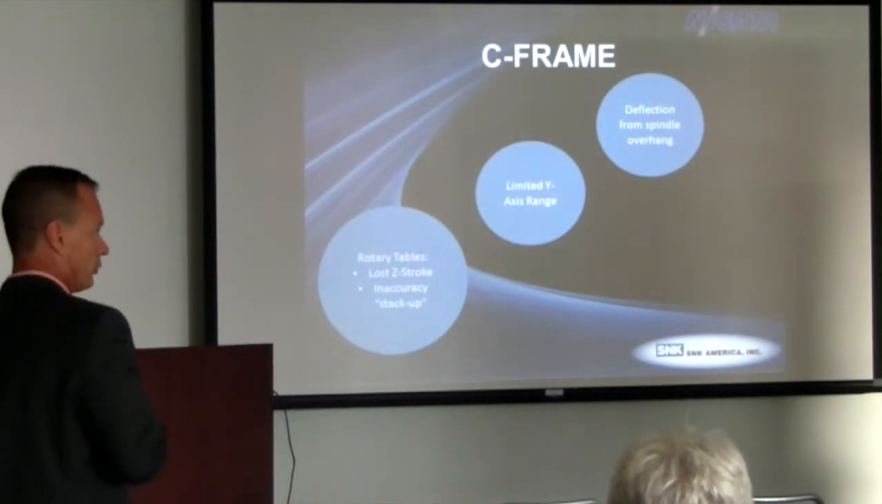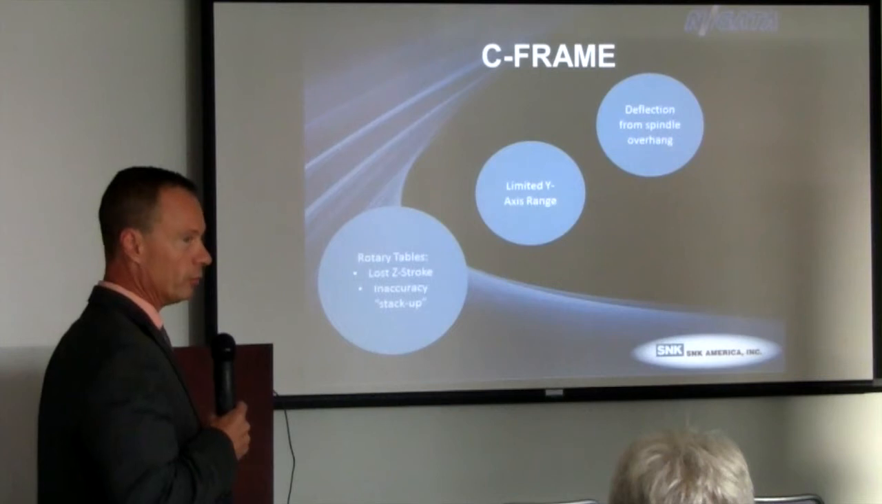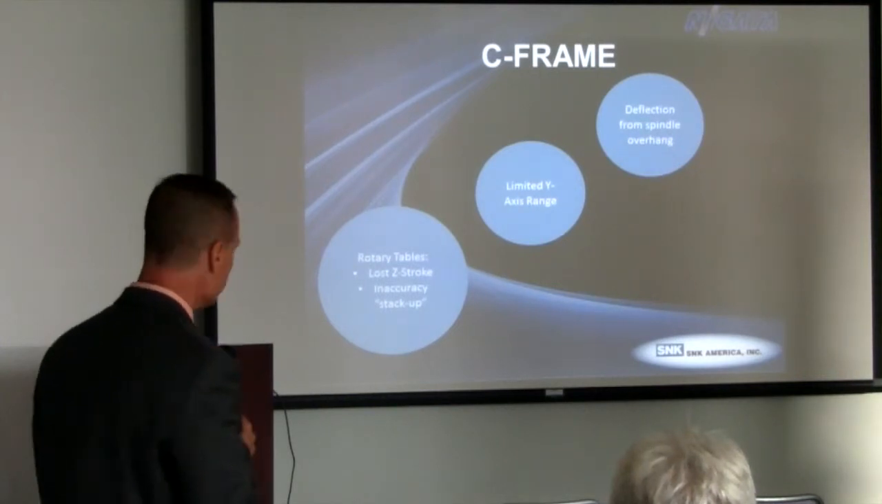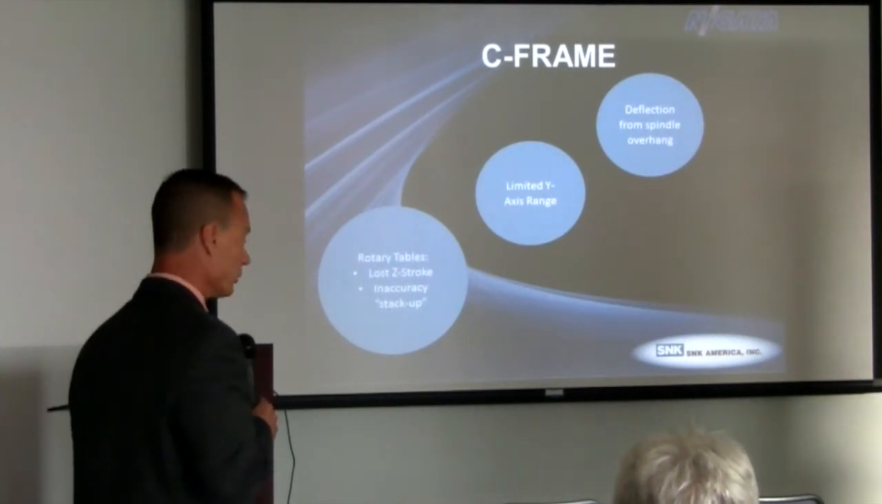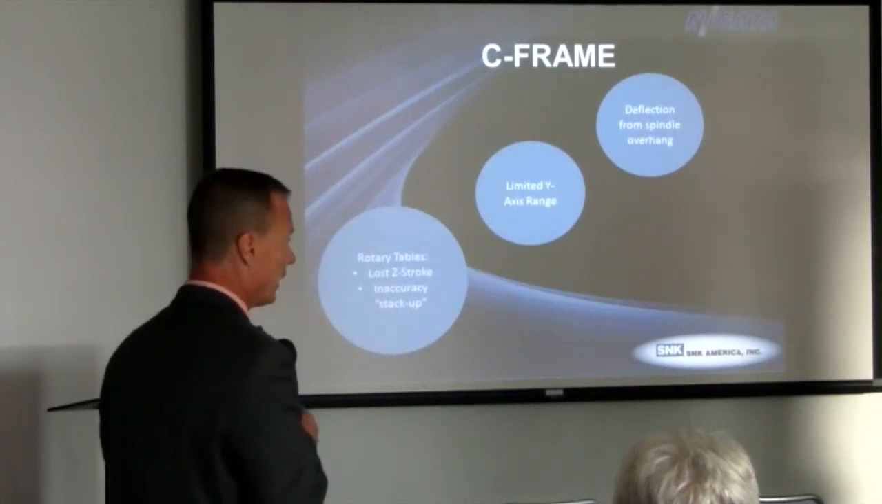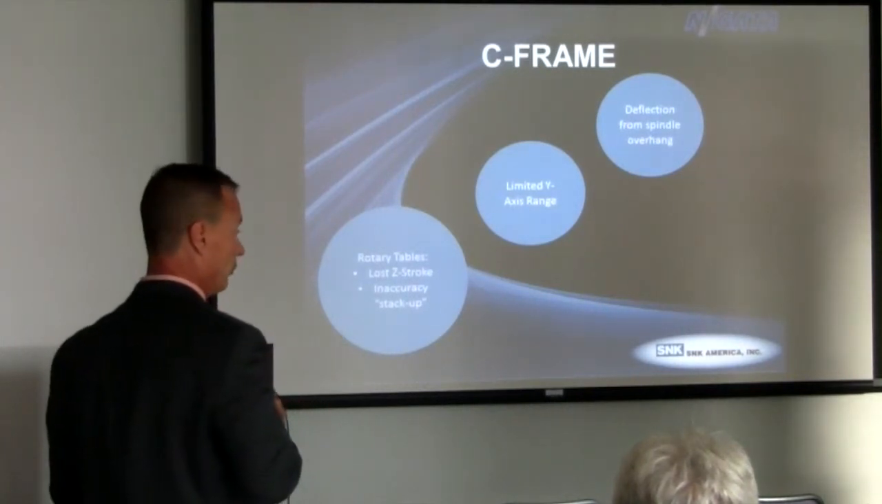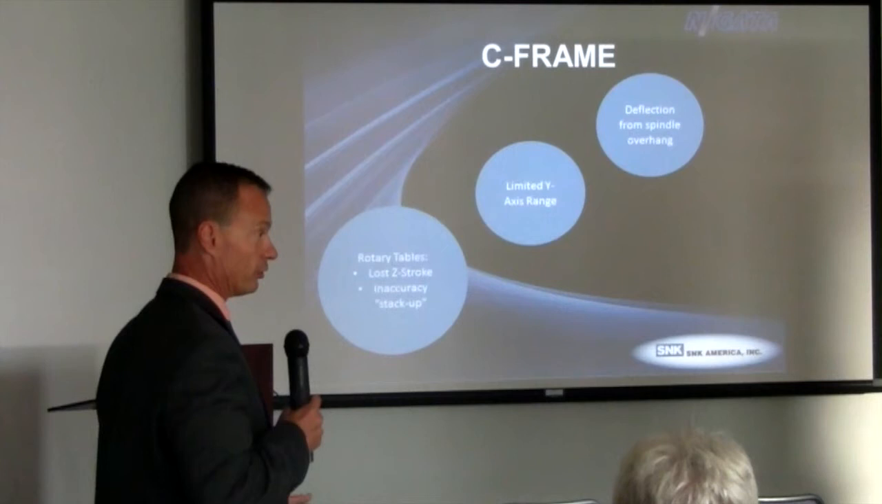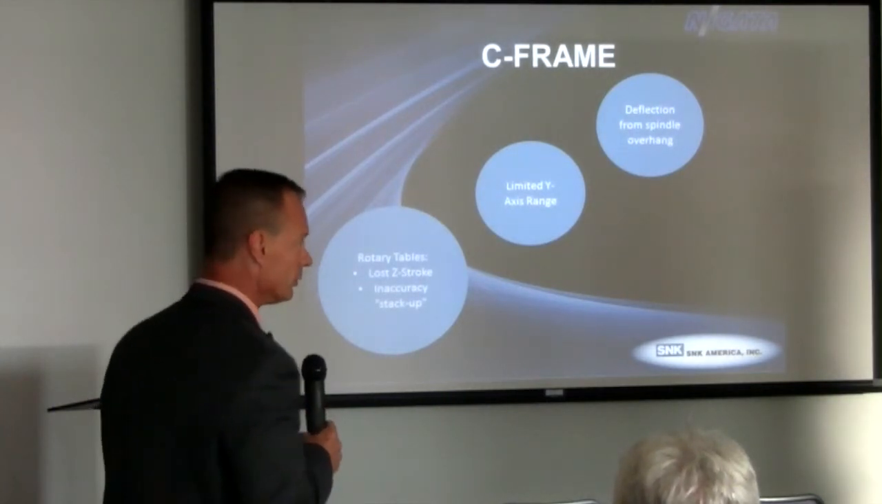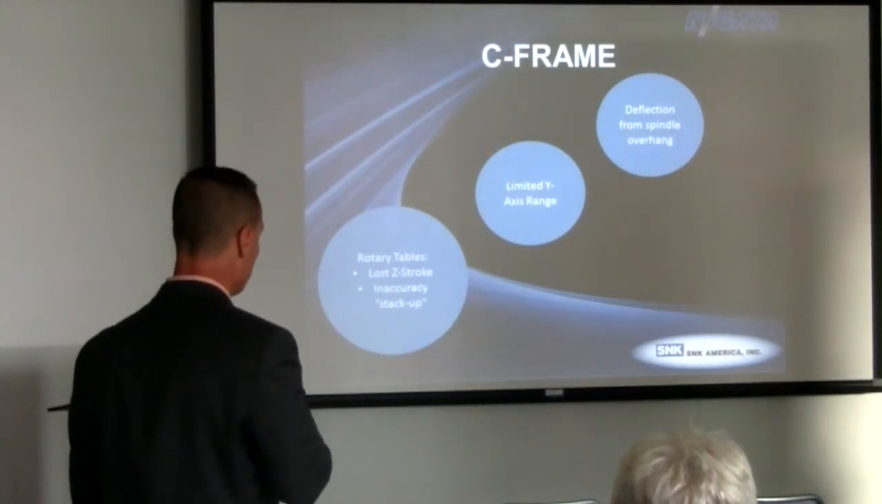The C-frame solution. A lot of guys do this because most people have a C-frame machine in-house. They try to find a way to make it work to get their job done. And after they get the job up and running on a C-frame, maybe as a temporary solution, they just live with it because it's a known and they can make their part, but they're not doing it efficiently.